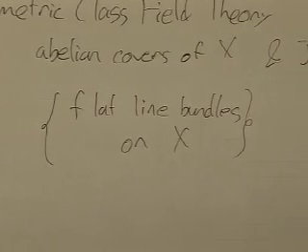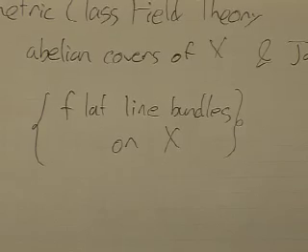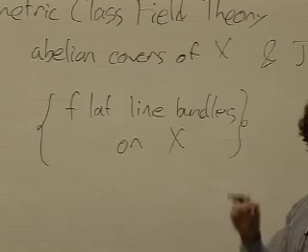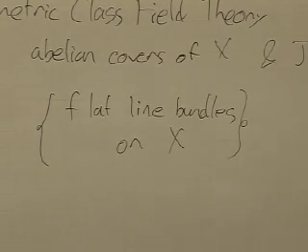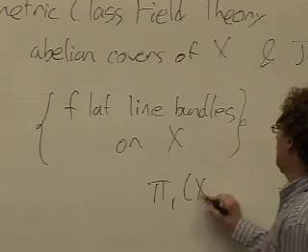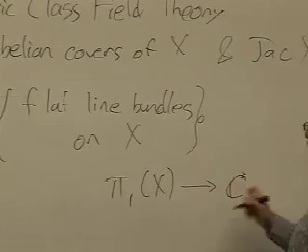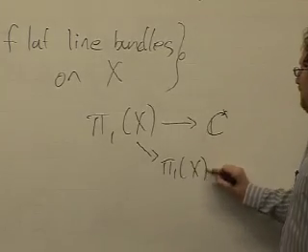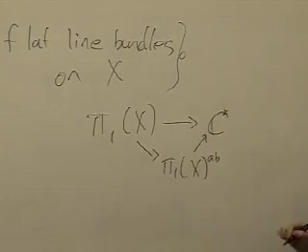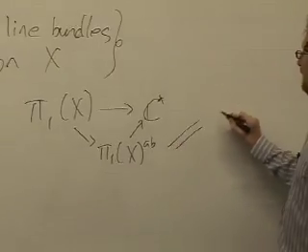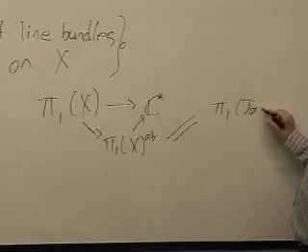So what's a flat line bundle on X? Well, you can think of it in many ways, but right now I want to think of it in terms of its monodromy. If I have a line bundle with a flat connection, it's completely determined by its monodromy: for every path in X, I get a number in C star. So we get a homomorphism from pi 1 of X to C star, but this factors through the abelianization of pi 1 of X, and the abelianization of pi 1 of X is pi 1 of the Jacobian.